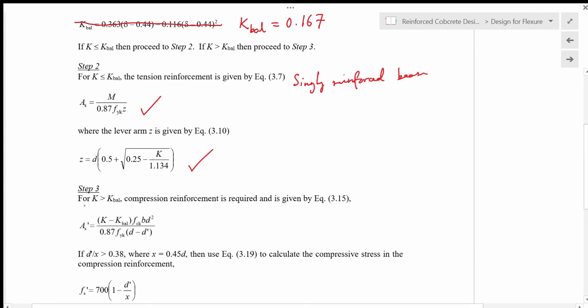If we get K greater than K balance from step 1, then we have to design the beam with compression reinforcement as well as tension reinforcement. So in this case, we will have a doubly reinforced beam. Okay, so the design equation for the compression reinforcement, assuming yielding of the compression steel, is this equation.